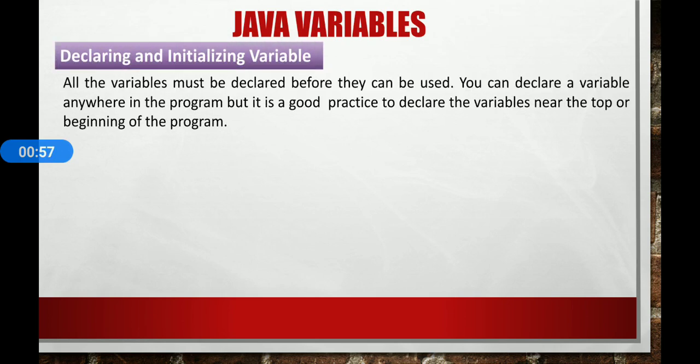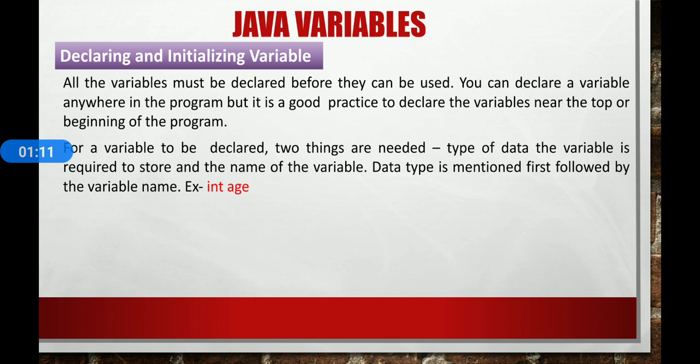All variables must be declared before they can be used. You can declare a variable anywhere in the program, but it is good practice to declare the variable near the top or beginning of the program. For a variable to be declared, two things are needed. First, the type of the data the variable is required to store, and second, the name of the variable. The data type is mentioned first, followed by the variable name.